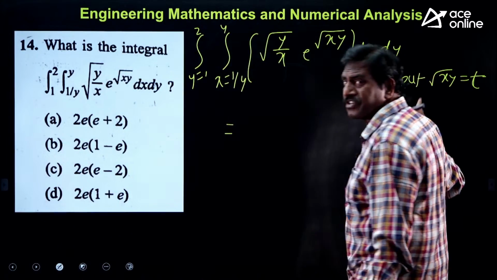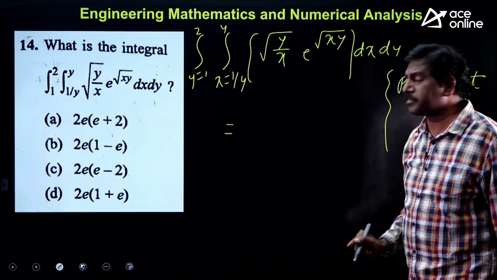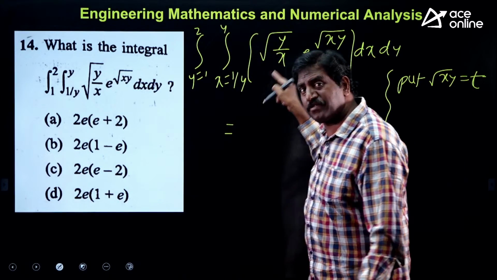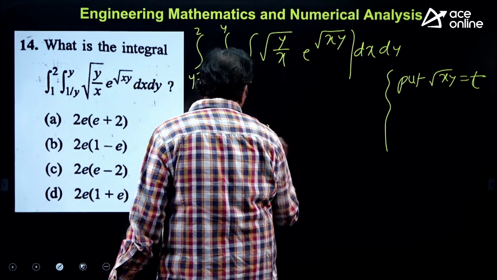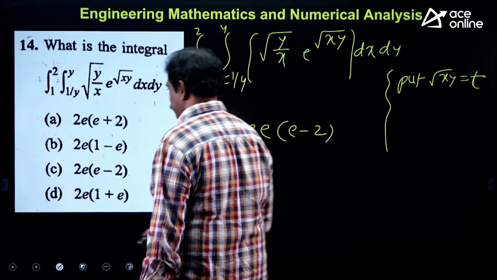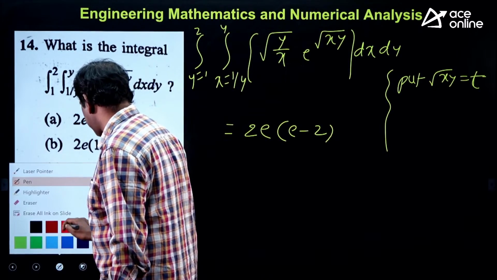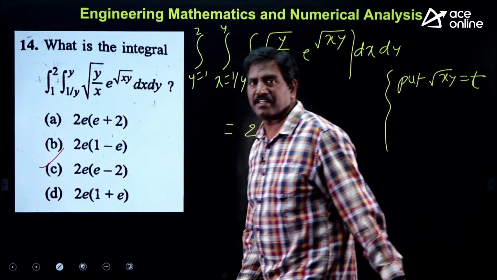With this substitution, say this is a hint. Take this substitution, and finally first integrate with respect to t and then with respect to y. The final answer you will get is 2e into (e minus 2). So which option is right? Option C.